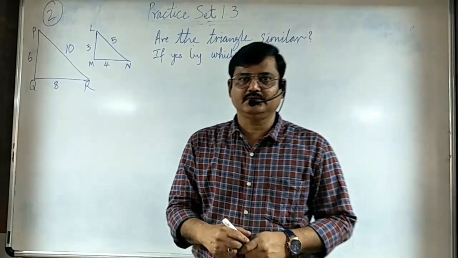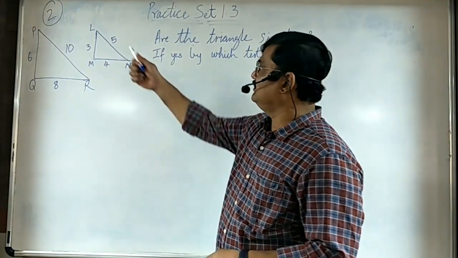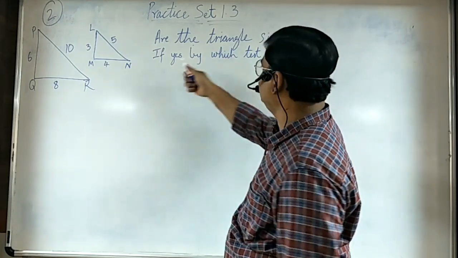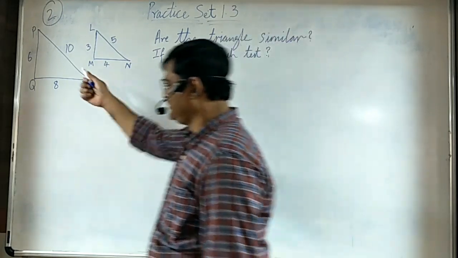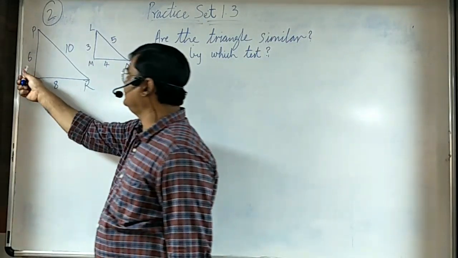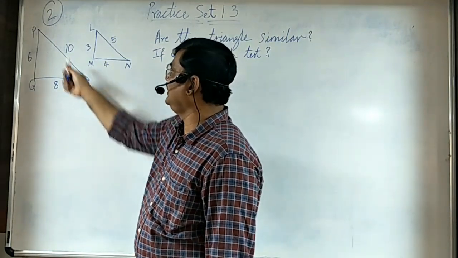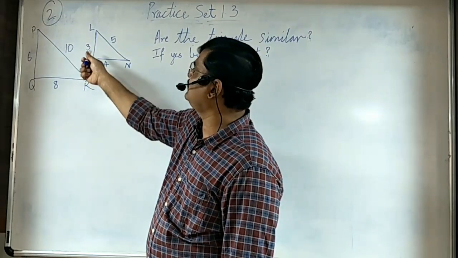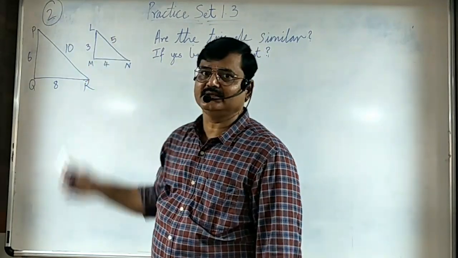Okay students, now we will go to question number 2. In that you can see: are the triangles similar? If yes, by which test? Let's see the triangles first. Triangle PQR, you are given PQ is 6, QR is 8, PR is 10. In triangle LMN, LM is 3, MN is 4, and LN is 5.